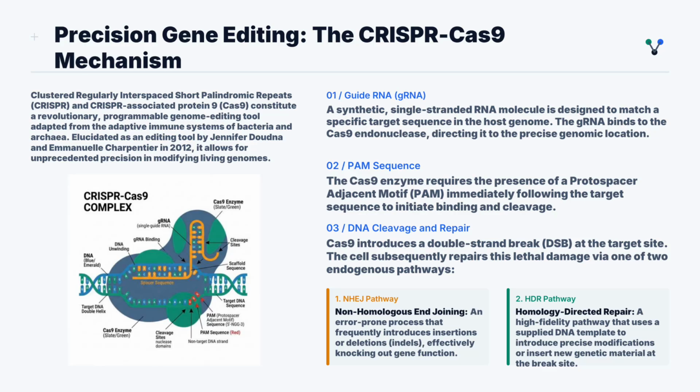After Cas9 creates a targeted double-strand break, the cell repairs the cut via one of two endogenous pathways: error-prone, non-homologous end joining, which introduces insertions or deletions that disrupt gene function, or high-fidelity homology-directed repair, which incorporates an exogenous DNA template to achieve precise sequence modifications.